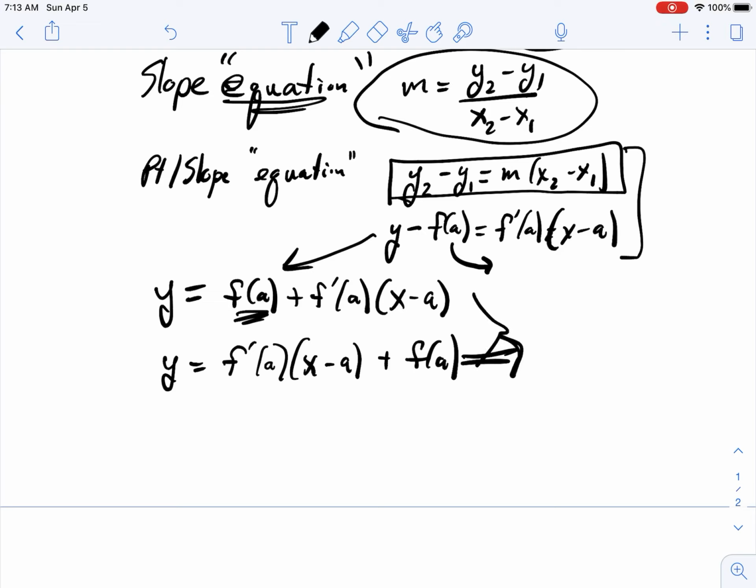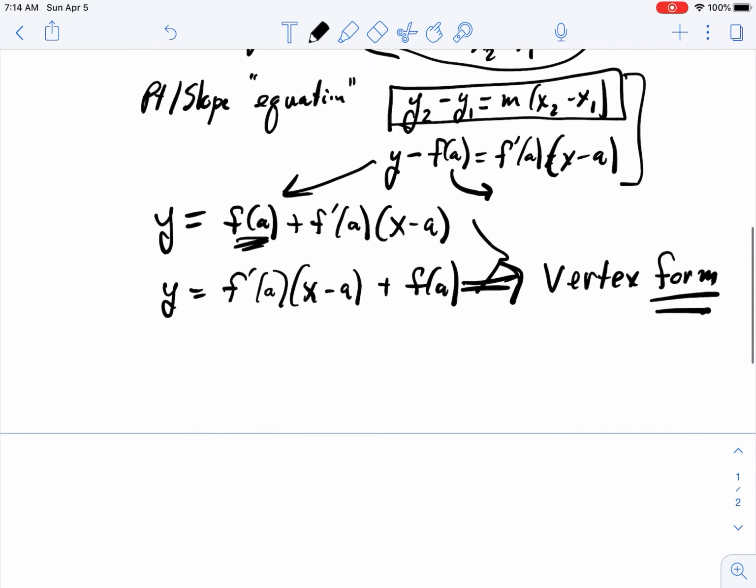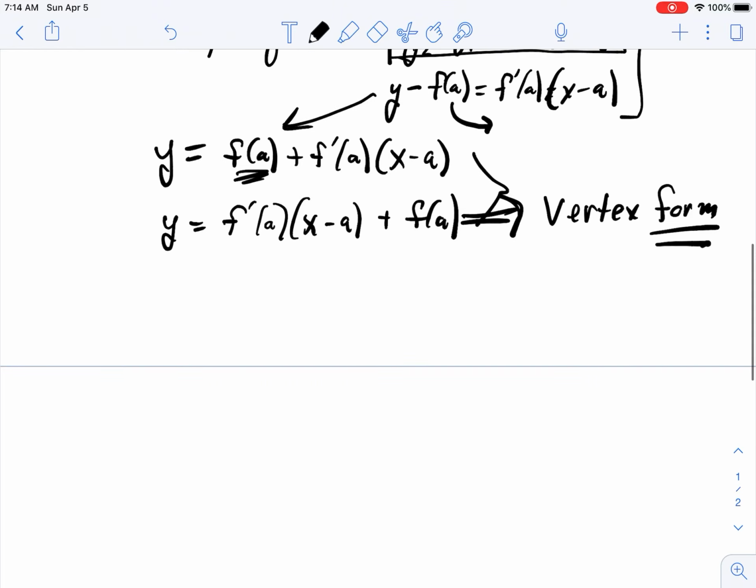Now if you notice, actually this one here would probably be a better one to look at. This is now the vertex form. Okay. Which is what we've been doing, graphing all the other functions like x squared, square root of x, absolute value of x. So we'll come back to that here in a little bit. I want to keep carrying this forward here.